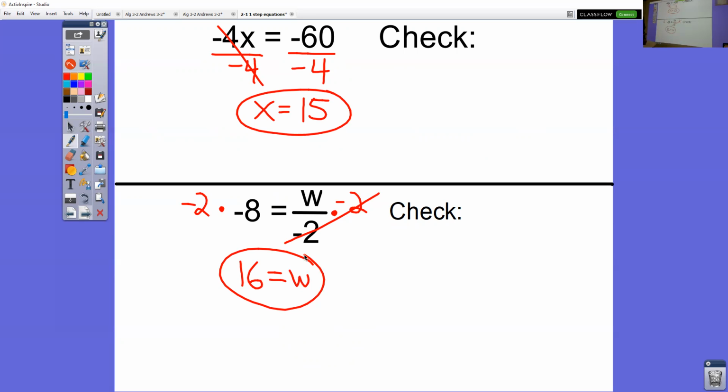So again, anytime you're solving any equation, your goal is to get the letter all by itself. You do that by doing the opposite operation. Whatever you do to one side of the equal sign, you have to do to the other side of the equation.